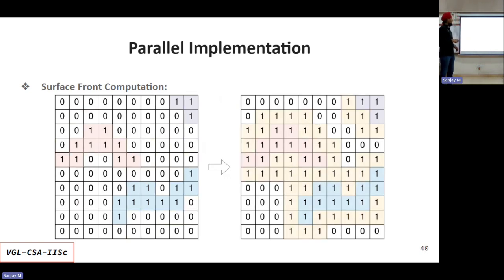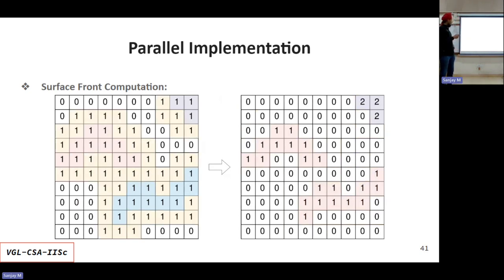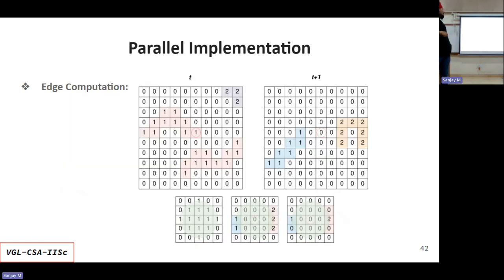Once we do that, we even mark them with separate IDs. So here we can see we have marked this front that became a single neighborhood as 1, and the one which was away from it as 2. So this gives us unique identification for each surface front that we have. Once we have these surface fronts, now we need to do the edge computation.